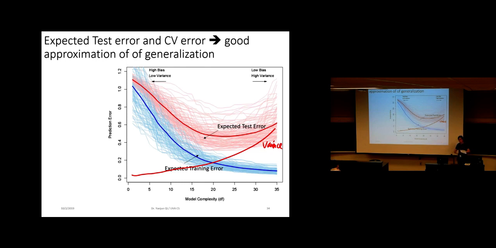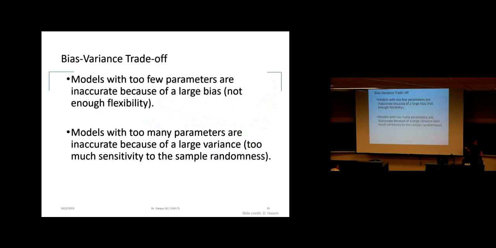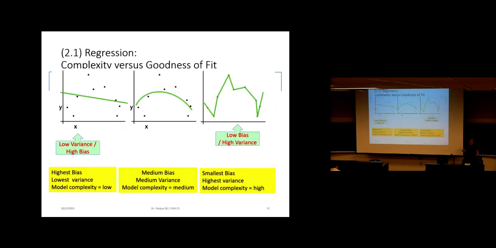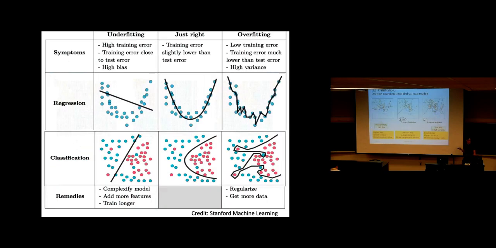If it were so sensitive to the degree, it would be too sensitive to the complexity. We want some kind of smoothness in the complexity. Are we done? Okay, sorry, I think we're good. So, models with too few parameters are inaccurate because of large bias, and models with too many parameters are inaccurate because of large variance. I think that's it. We covered almost everything, this is the last page.